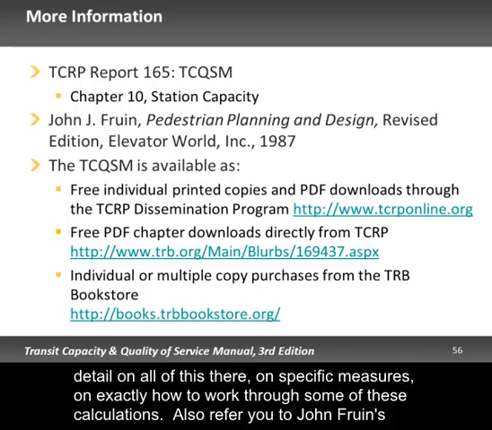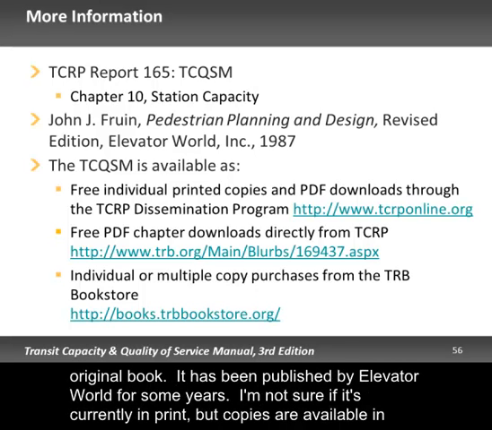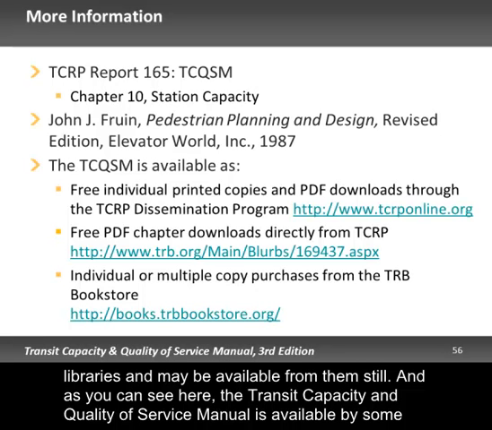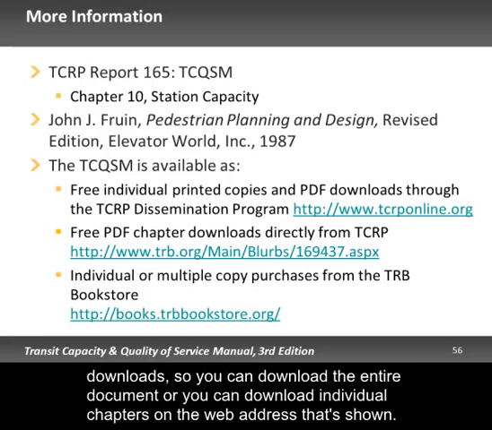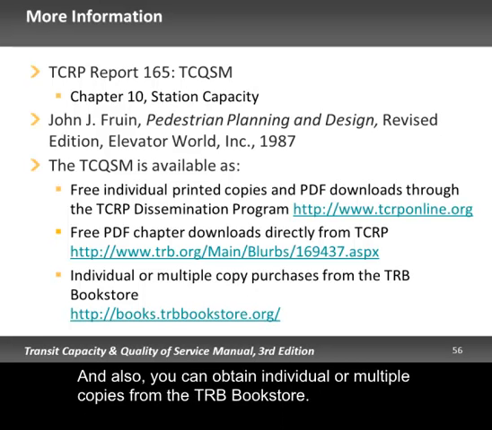I also refer you to John Fruin's original book. It has been published by Elevator World for some years. I'm not sure if it's currently in print, but copies are available in libraries and may be available from them still. And as you can see here, the Transit Capacity and Quality of Service Manual is available by different means. You can order individual printed copies for free, and also PDF downloads on the TCRP online site. Also free PDF chapter downloads, so you can download the entire document, or you can download individual chapters at the web addresses shown. And also you can obtain individual or multiple copies from the TRB bookstore.